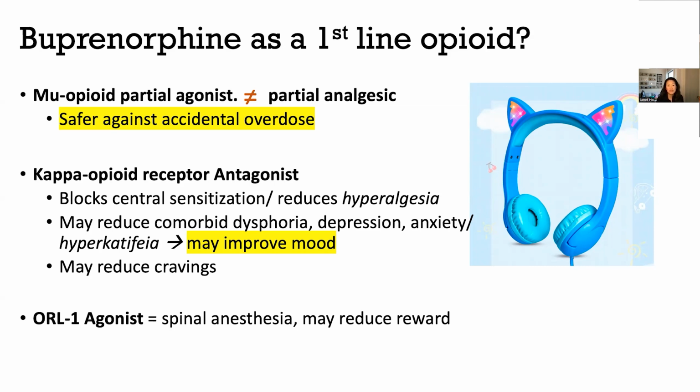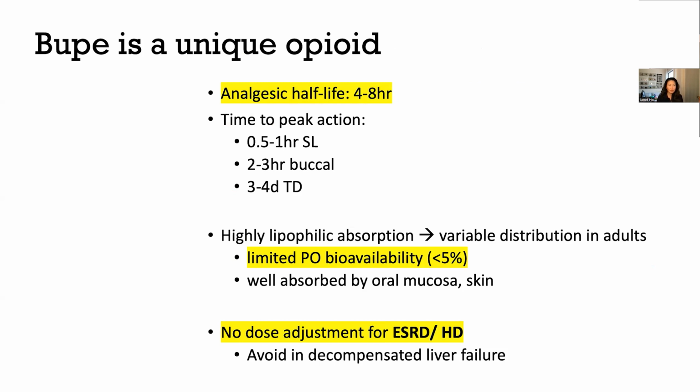But all of this put together, as well as the reduction in cravings compared to being on full agonist opioids, makes buprenorphine a really unique opioid in our toolbox. And then it also has this ORL1 agonist binding, which is thought to reduce spinal reward, reduce spinal anesthesia, and essentially, again, act in reducing that risk of central sensitization with long-term opioid exposure.